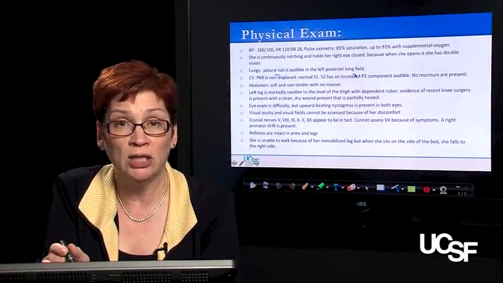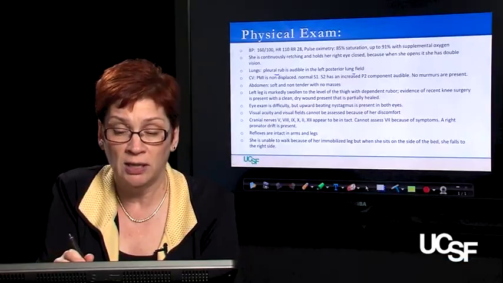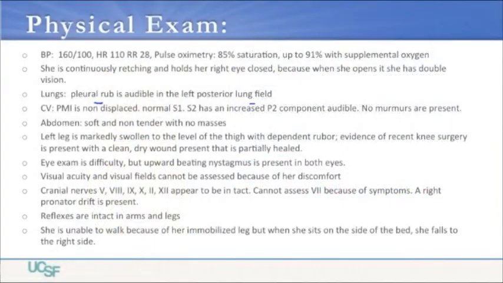Interestingly, that correlated right at the area of chest pain that she had had when she presented. Her cardiovascular exam shows a non-displaced point of maximal impulse and normal heart sounds, except that her S2 has an increased pulmonic component, and there are no murmurs present. Abdomen is normal, and the leg continues to be markedly swollen to the level of the thigh with what's known as dependent rubor. It turns red when her leg is dangling. Obviously, it's clear that she's had recent knee surgery, and there's no evidence of infection there.